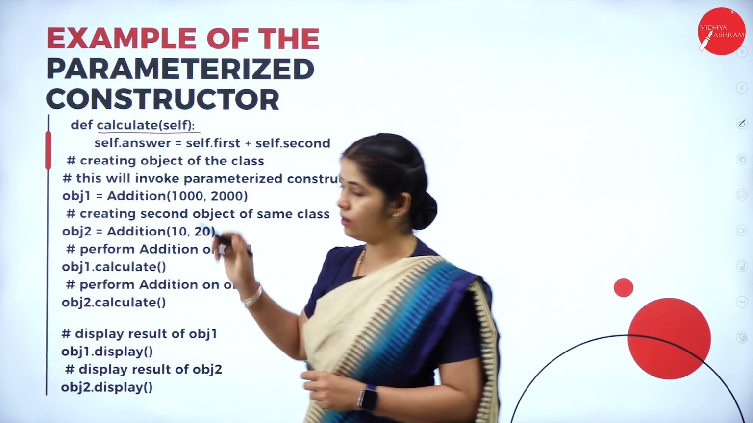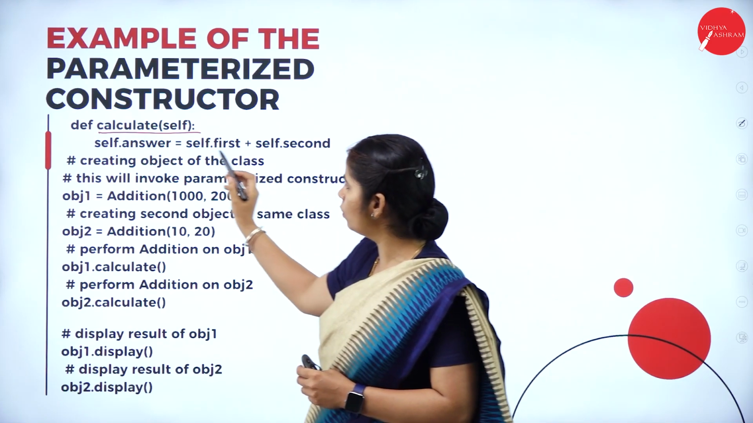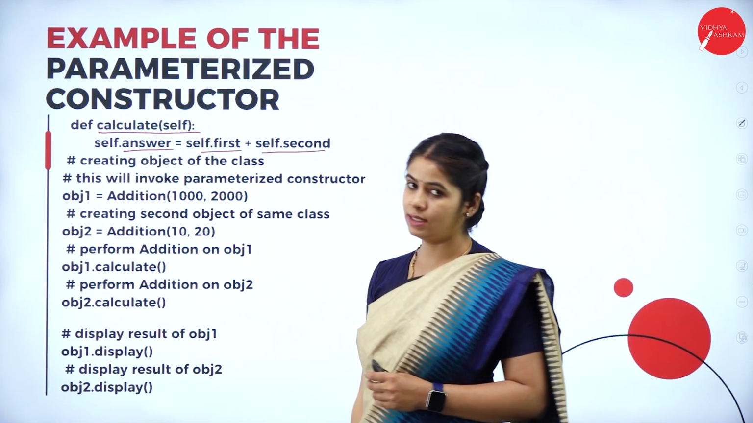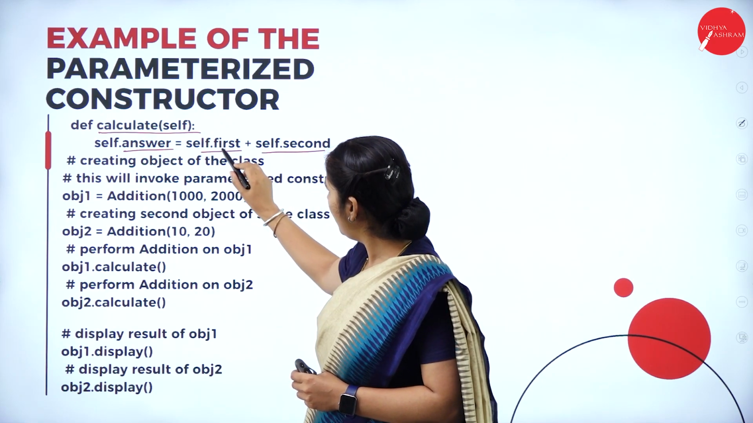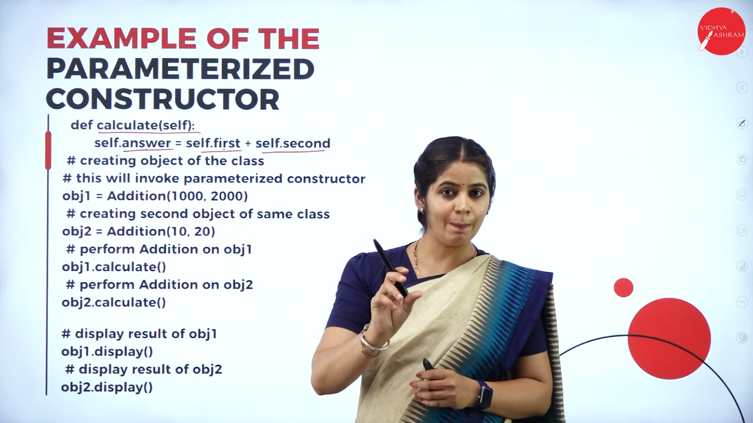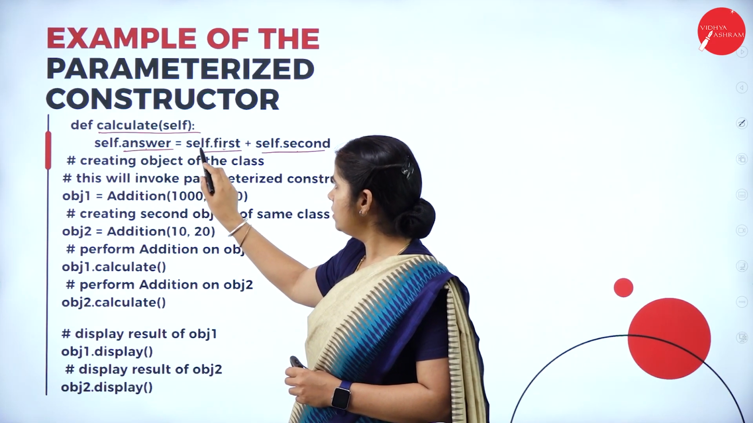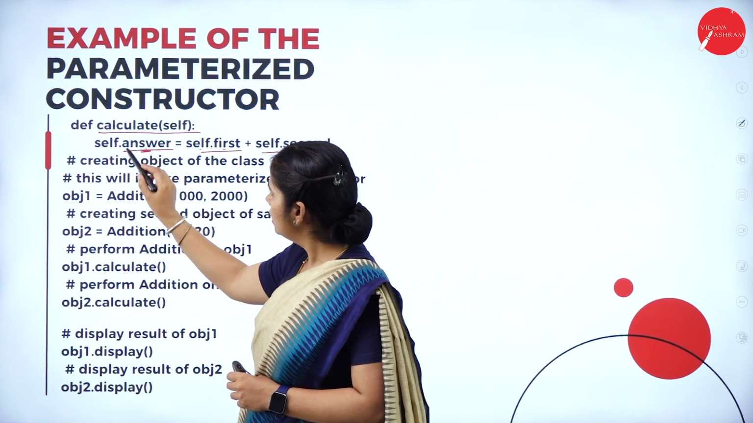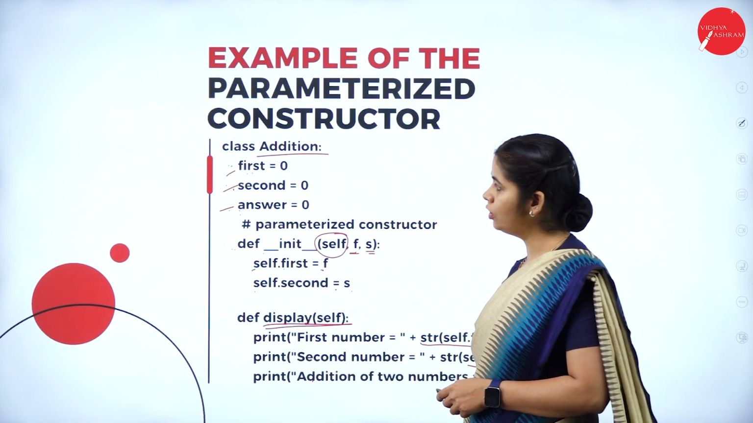Next, creating the calculation. We have to find the answer, the addition of two numbers. So answer is equal to first plus second. Whenever you are using these attributes, first, second, and the answer, we should use them with the help of self, right? Self dot answer is equal to self dot first plus self dot second. So the answer will be stored in self dot answer, and that will be printed in the display function, right?